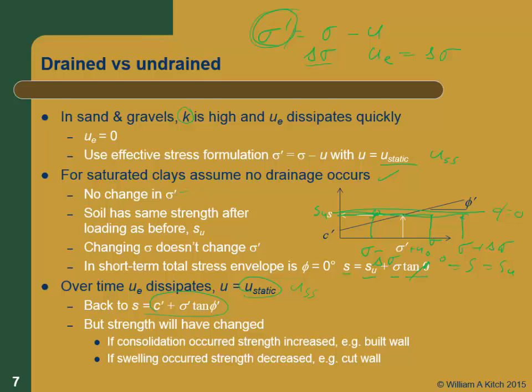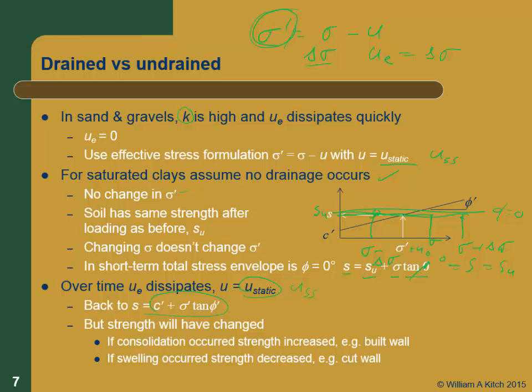But what we're going to do is take a sample of the soil out of the field, bring it back to the lab, and test it under undrained conditions. Or we're going to do a direct undrained test in the field. We'll do a vane shear test or some other test in the field to get the undrained strength.